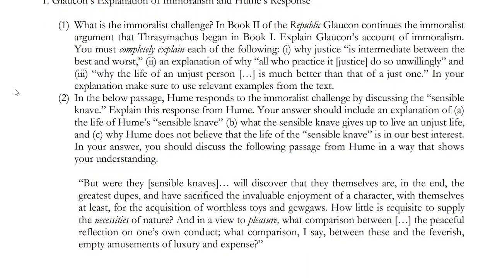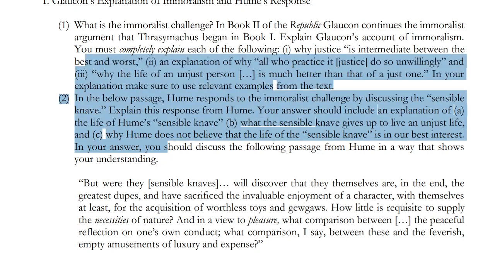You'll notice, just as I'm recording this on September 3rd, it actually refers to the material from week 2 that we're currently covering. And there's a couple of elements to the question. First, you'll notice that there's a title, Glaucon's explanation of immoralism and Hume's response. Sometimes students ask me, do I have to provide an answer to this? No, this is just a title. It just lets you know what the topic of the question is. That's not something you have to respond to. However, what you do have to respond to is everything in here.